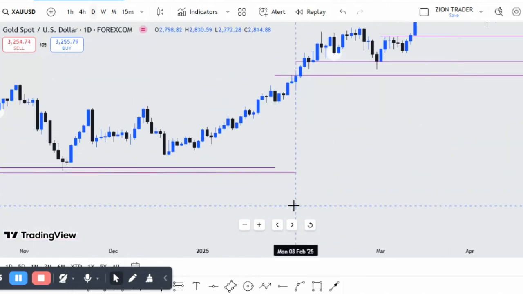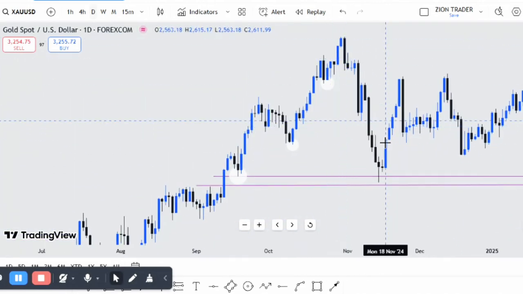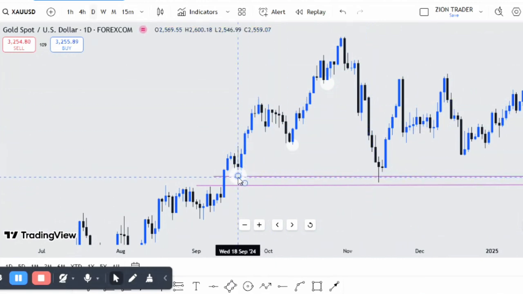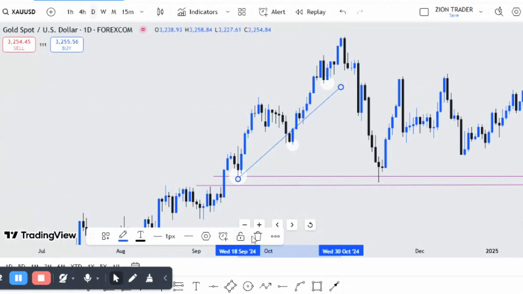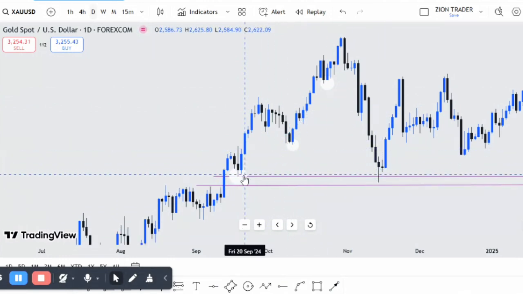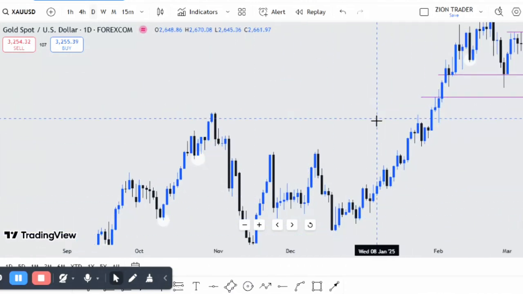Right now let's go back and let's see this play out. So price wanted to retrace, and then you can see how price retraced, took out all this liquidity on the daily time frame, swept everything, and then traded into that area of imbalance on the weekly time frame. After taking out all of this liquidity right here, gold started going higher.